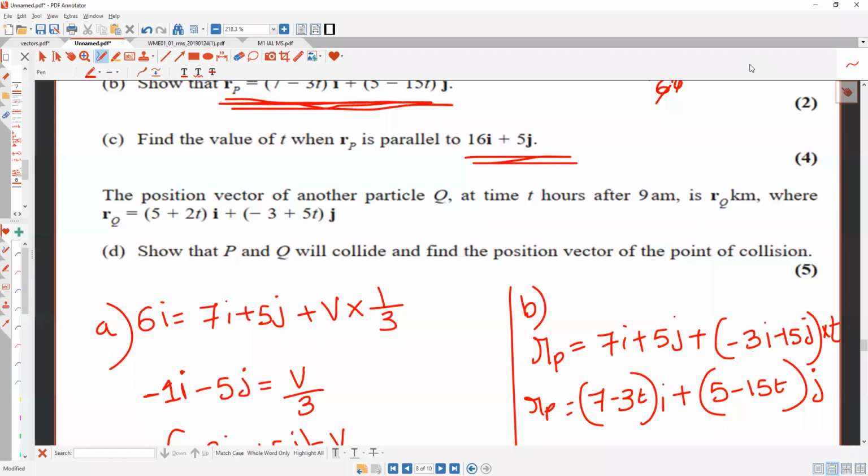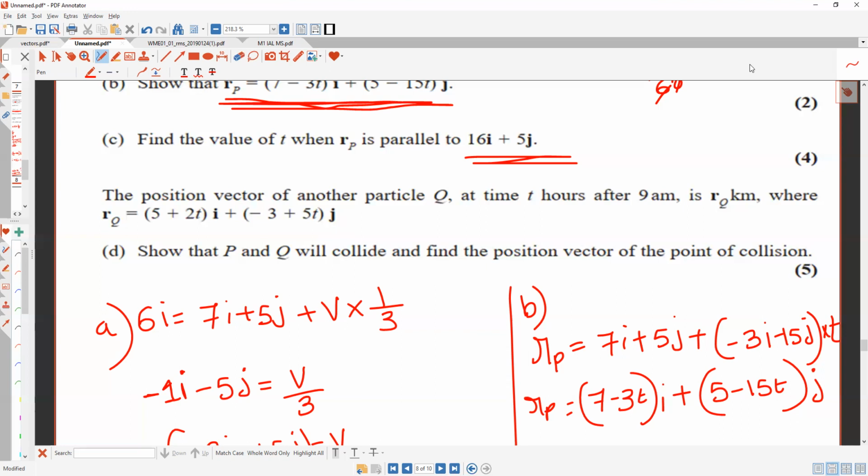Okay, so now for D part, they said the position vector of another particle Q at time t hours after 9 a.m. is r_Q kilometers. They gave us a position vector. Then they said show that P and Q will collide, and find the position vector of the point of collision. What do you mean by that? It means they both are at the same place at the same time. That's what they're trying to say.